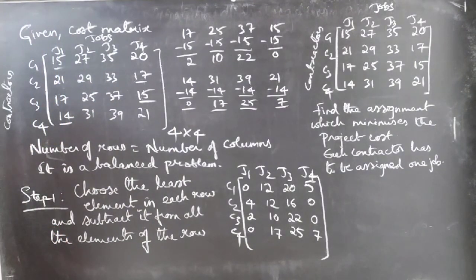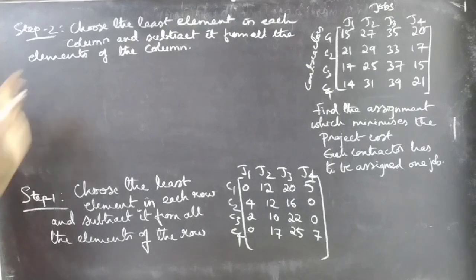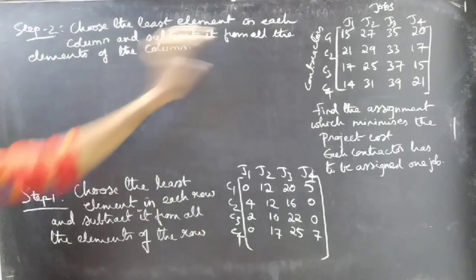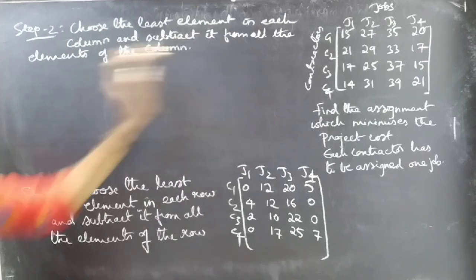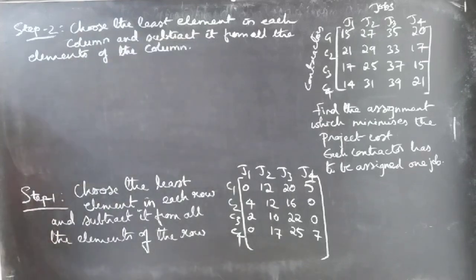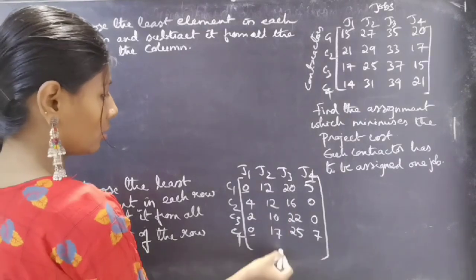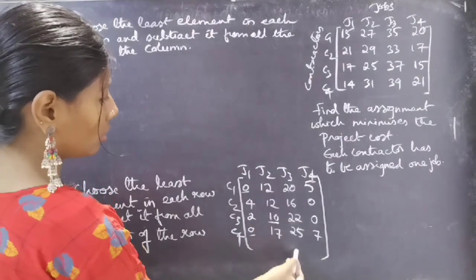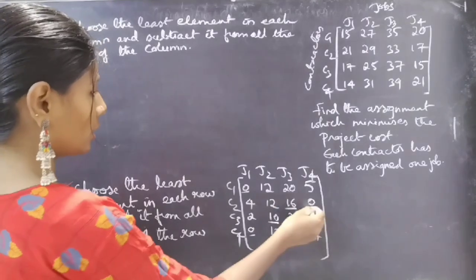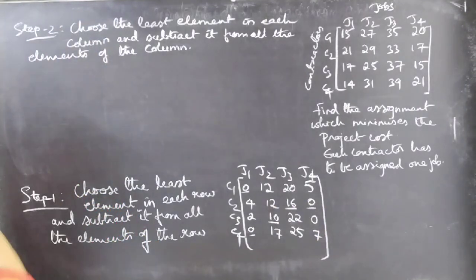Now coming to step 2. In step 2, we'll choose the least element in each column and subtract it from all the elements of the column. So firstly, we'll choose the least element from each column. In the first column, 0 is the least element and we have 2 zeros, right? And here 10 is the least element. In the third column, 16 is the least element, and in the last column, 0 is the least element. If 0 is the least element, you'll get the same entries in that column when you subtract the least number from all the entries of that column.